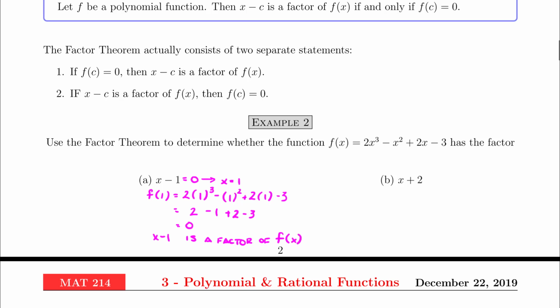We can do the same thing with part B. We set this equal to 0, which implies then that x has to be negative 2, and we evaluate the function at negative 2. When we evaluate this, we get negative 16 minus 4 minus 4 minus 3. And when we simplify that, we get negative 27. Because that does not equal 0, this is not a factor of f of x.